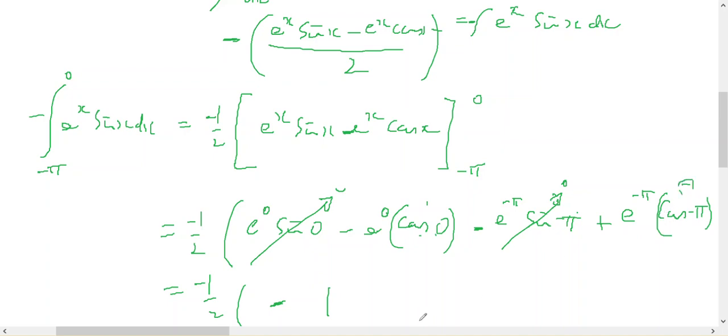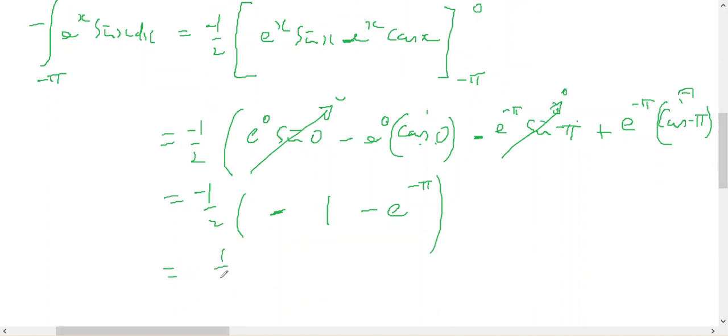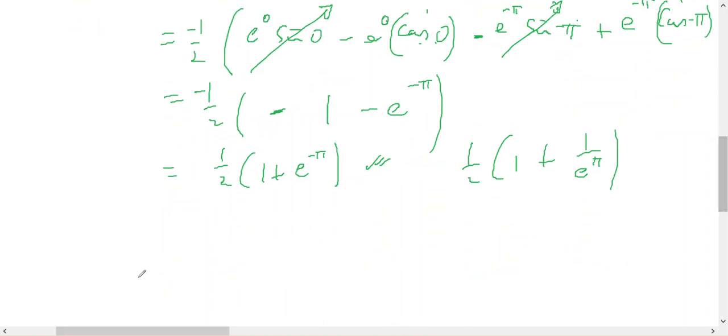There's a negative 1 there, so that's minus e to the minus pi, which gives an answer of a half, 1 plus e to the minus pi, acceptable. A half, 1 plus 1 on e to the pi, acceptable. Or you could express it as a half plus 1 on 2e to the pi. All of them are correct expressions for that area.